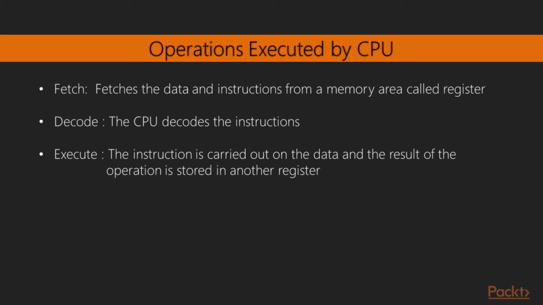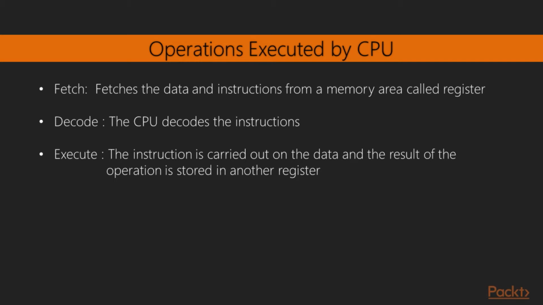The SISD computing system is a uniprocessor machine. It executes a single instruction that operates on a single data stream. In SISD, machine instructions are processed sequentially. In a clock cycle, the CPU executes the operations which are: 1. Fetch. The CPU fetches the data and instructions from a memory area which is called a register.